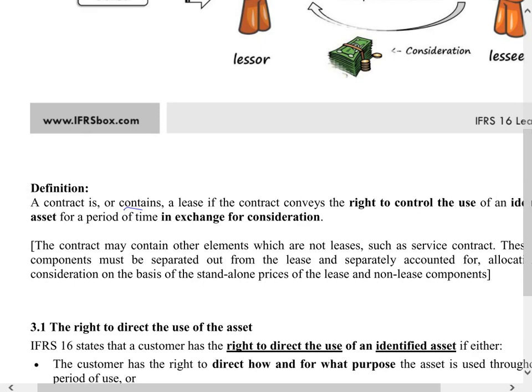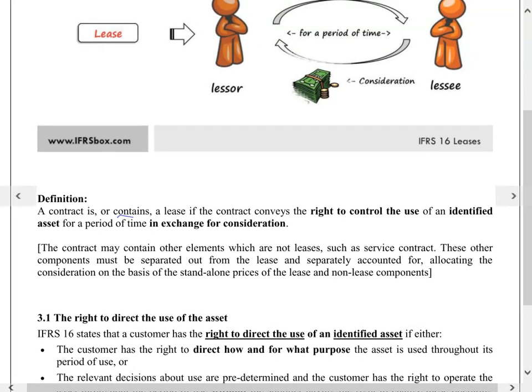Okay, if the contract conveys the right to control the use of an identified asset, the right to control the use. So control and of an identified asset. So in the contract there must be an identified asset. Okay, for a period of time in exchange for money consideration. Okay, so this is the definition. A contract is a lease or contains a lease if it conveys the right to control the use of the identified asset for a period of time in exchange for money. Okay, it is a lease or it contains a lease when you have this one, right, an identified asset.